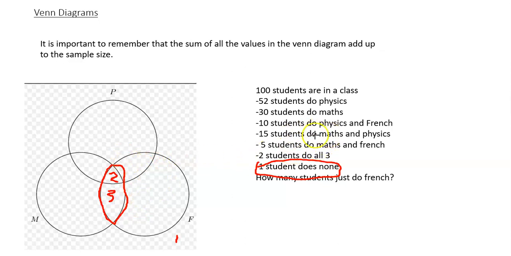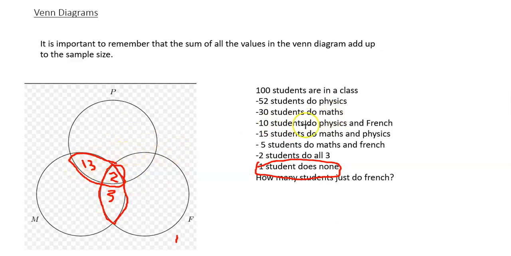Next we have 15 students that do math and physics. I just need to get my pen out. So we have 15 students that do math and physics, and math and physics is over here. If we have 15 in total, we have to take the 2 away, so it becomes 15 minus 2, so we have 13 that just do math and physics. There's 15 in total that do math and physics, but 2 of them do French as well, so only 13 do just math and physics.